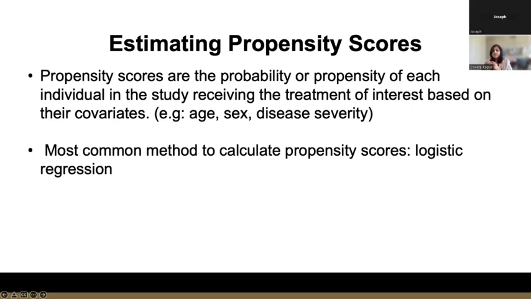So in more statistical terms, in order to calculate propensity scores, the most common method that we use is logistic regression. And what we do is we do a logistic regression of the treatment condition on a vector of covariates. That is, we build a logistic regression model to see the probability of that individual with that given set of covariates or with those given baseline characteristics, their probability of receiving the treatment.